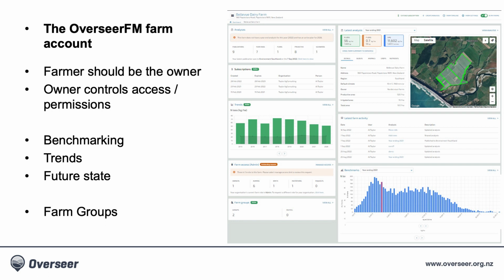So we can look at all of these things, and that includes looking at future state. If you've got a plan in there, that will show up in your trends graph. But we've got this bit down here, the farm groups, and unfortunately there's not too many of them that are like this demonstration farm, and actually are a member of a farm group.